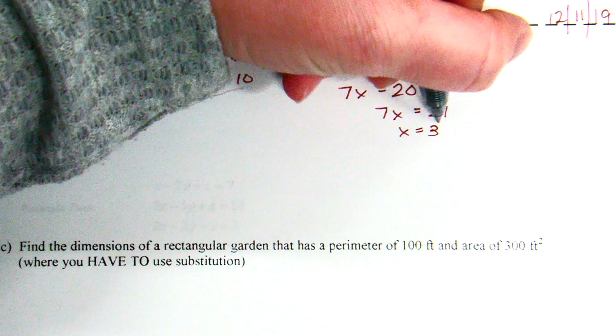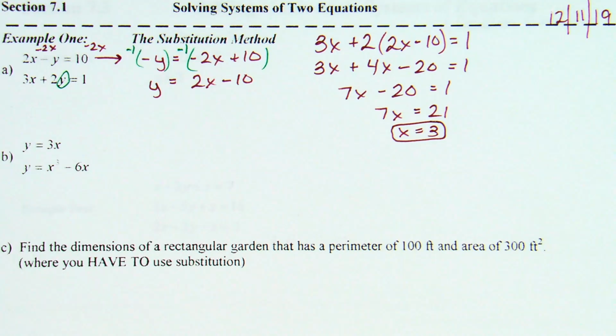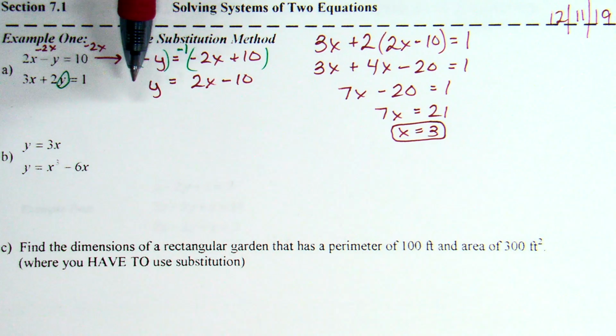Add the 20. 7x equals 21, and x equals 3. What do you know? Okay, x equals 3. Are we done at this point? No, because you guys know that these answers are supposed to be ordered pairs. So if you take the 3 and plug it back into one of the original equations, which one's easier?